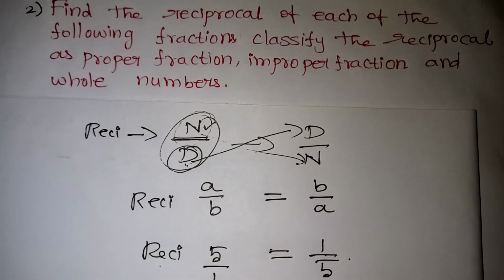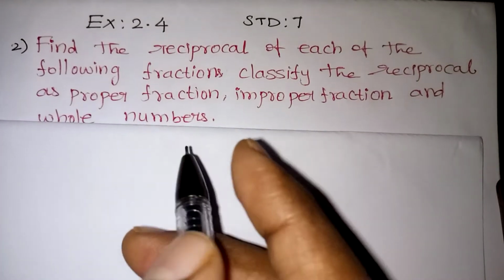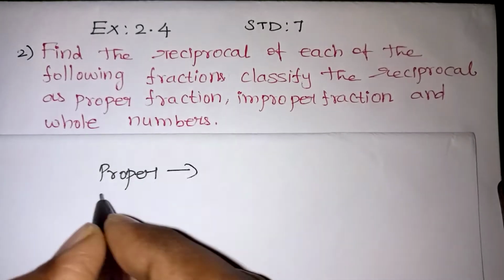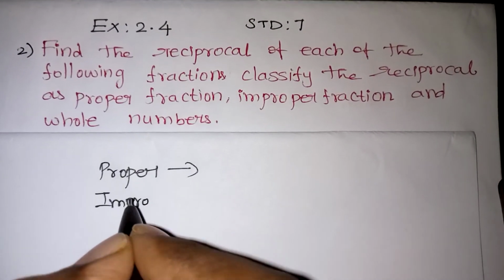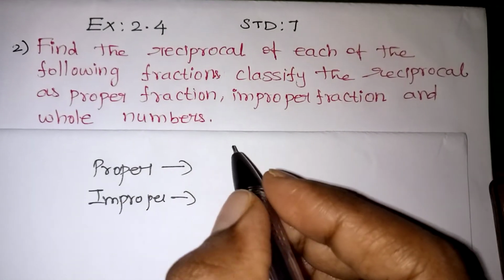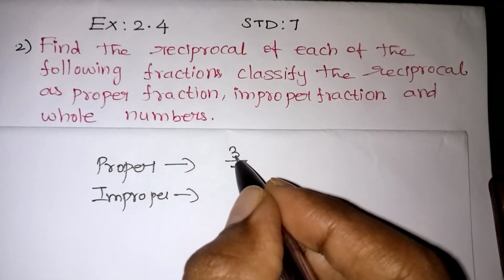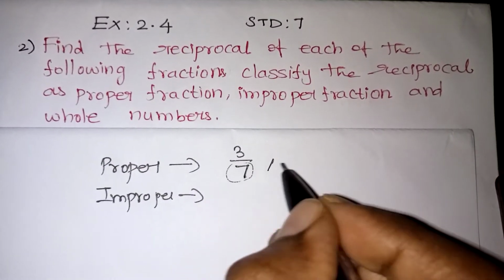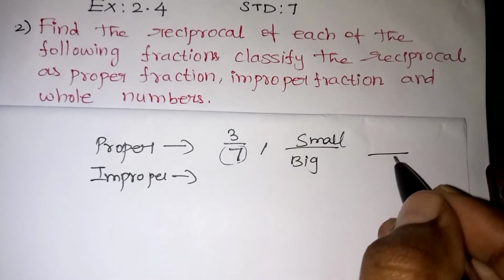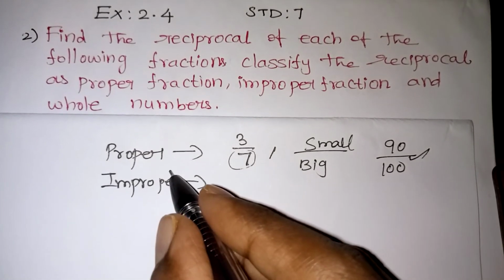Now you must know what is meant by proper fraction, improper fraction, and whole number. Children, very easily we can remember. Whole number, by looking at the number you can identify it. Proper and improper alone you must know. 3 by 7 is a proper fraction. Out of 7 chocolates you can eat 3 chocolates, right? The denominator should be big and the numerator should be small. Out of 100 you can score 90 marks, right? So this is possible, it will come under proper fraction.